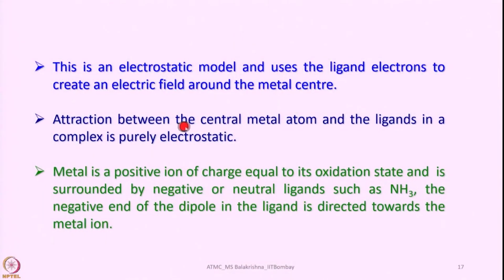So, attraction between the central metal atom and the ligands in a complex is purely electrostatic. That means, according to crystal field theory concept, the attraction between the central metal atom and the ligand in a complex is purely electrostatic. That means, if the metal is cationic in nature and the ligands are anionic, then it is purely the ion-ion interaction.